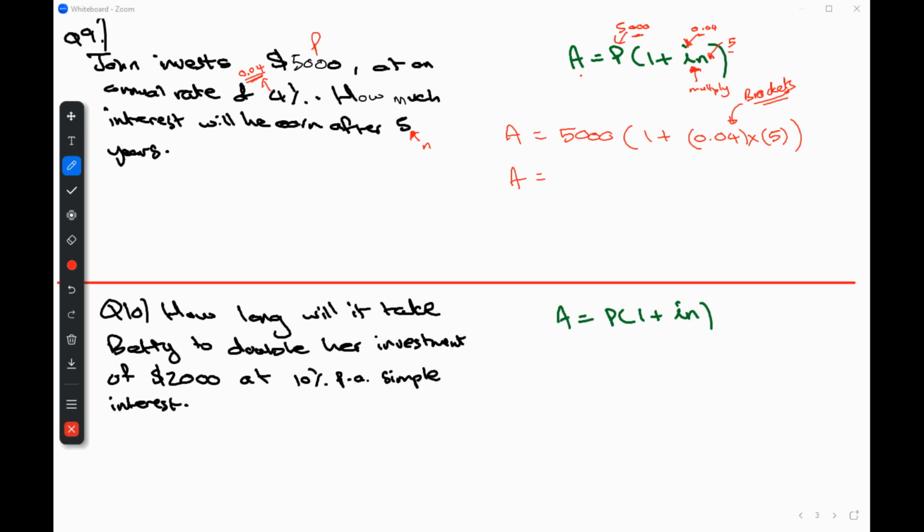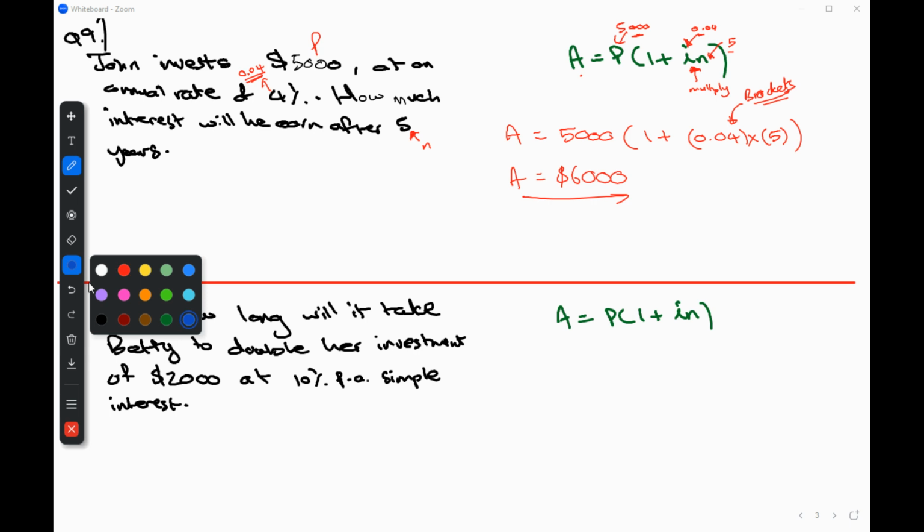$5,000 in bracket 1 plus 0.04 times 5 close bracket. This is all put like that. Your answer should come to $6,000.